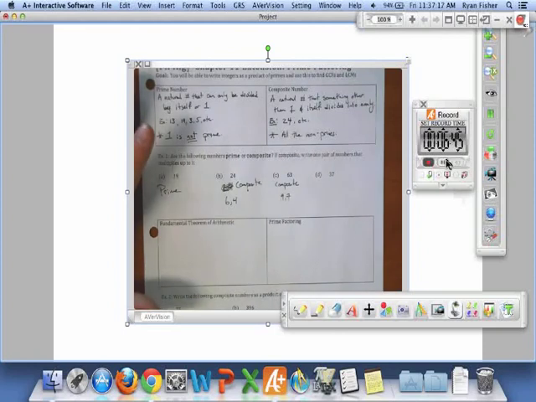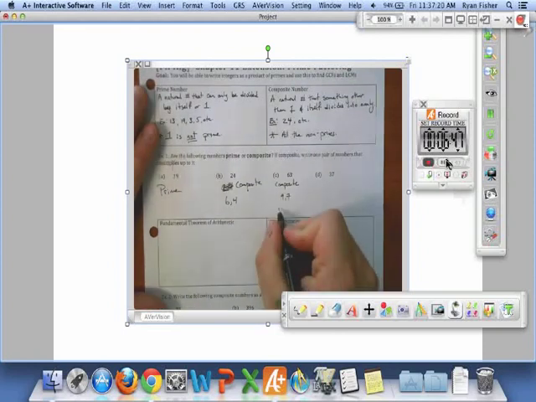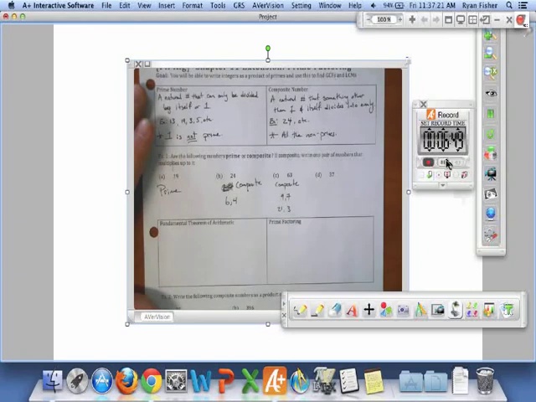9 and 7 is a pair? Did anyone get a different pair than 9 and 7? Mitch? 21 and 3. 21 and 3 also works? Hold on, I'm thinking about this.